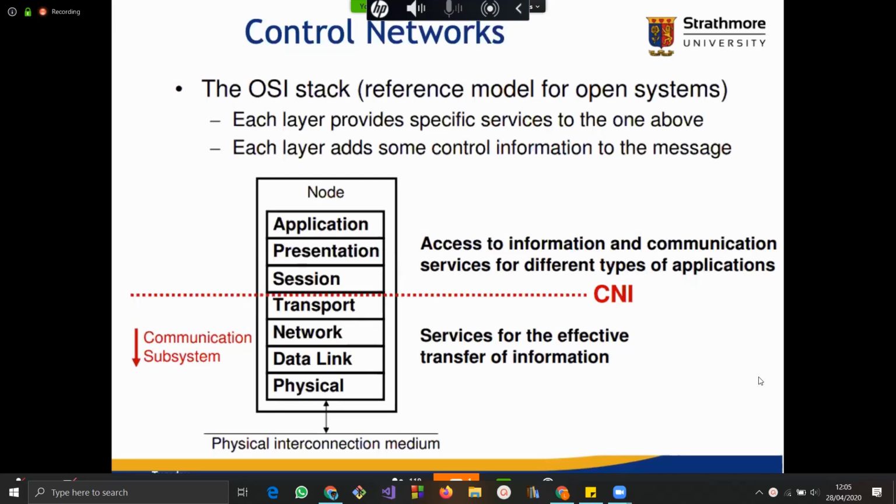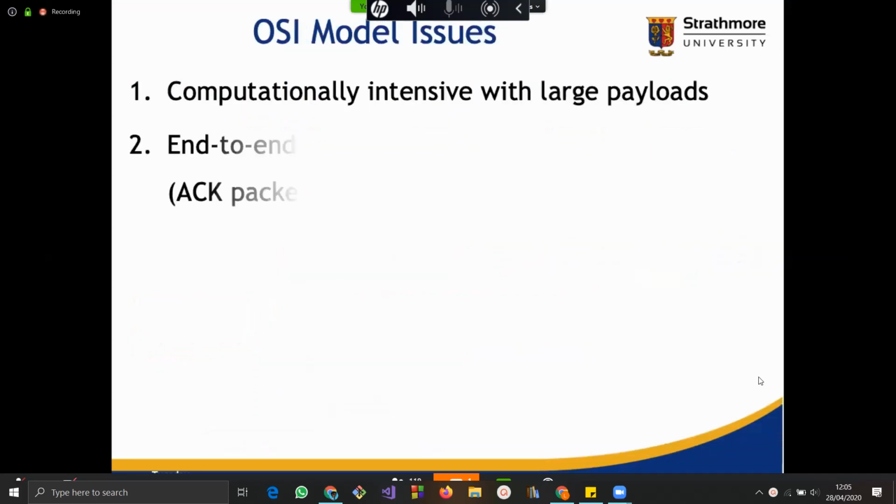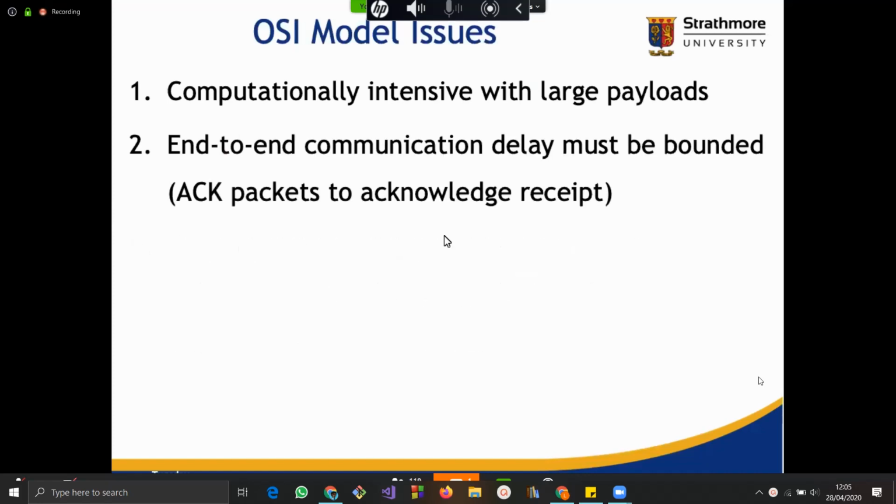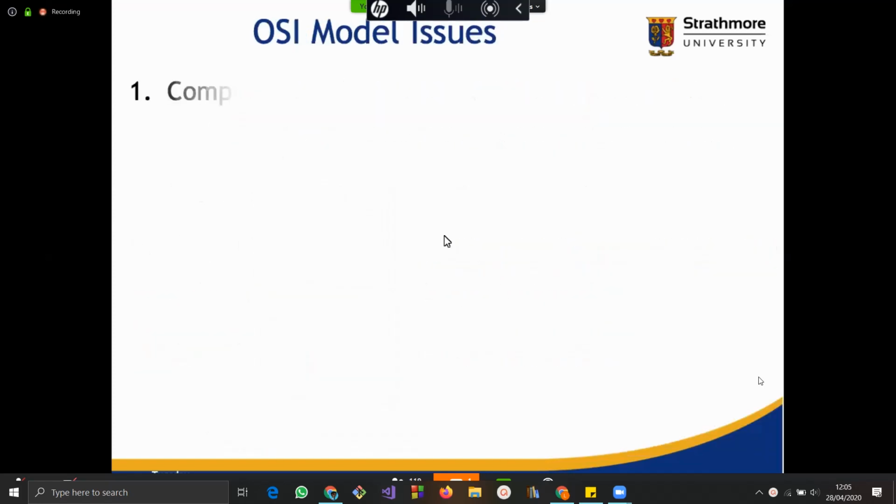So if you just plug it into the OSI layer, then the control network interface will appear at the transport layer. But we can't use this model because there are certain layers that won't be doing anything. So these are, I think I mentioned this, the disadvantages if we use the OSI layer.